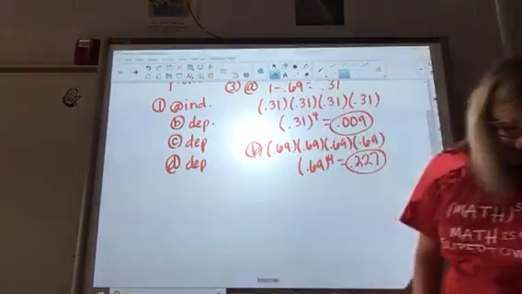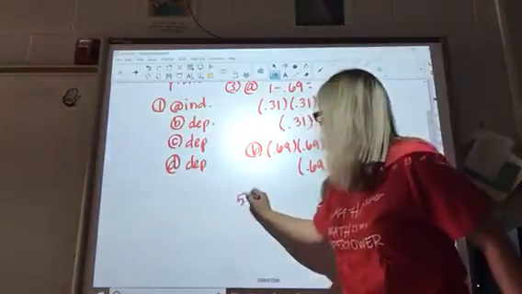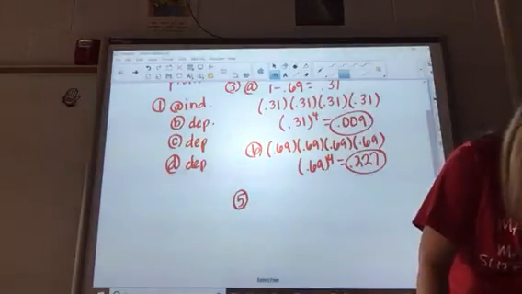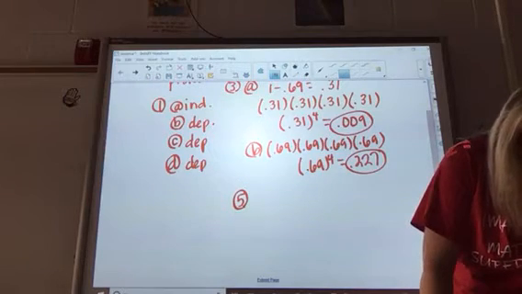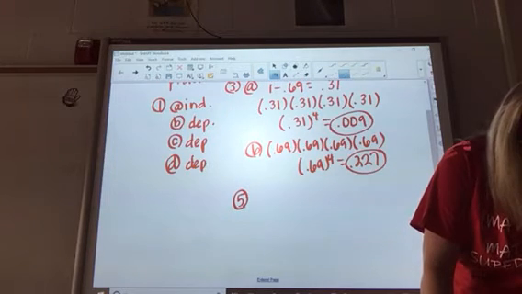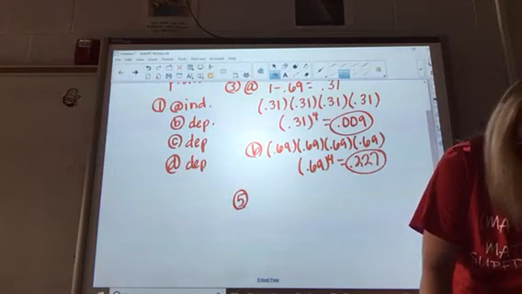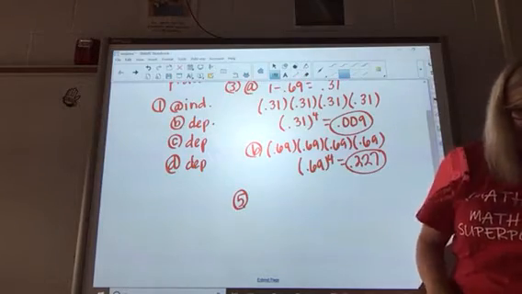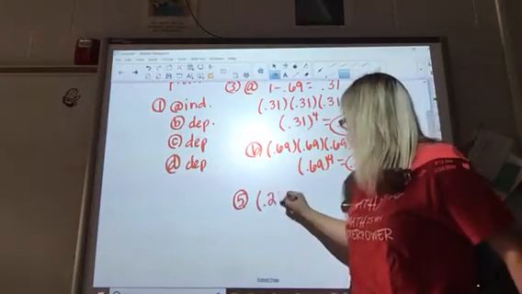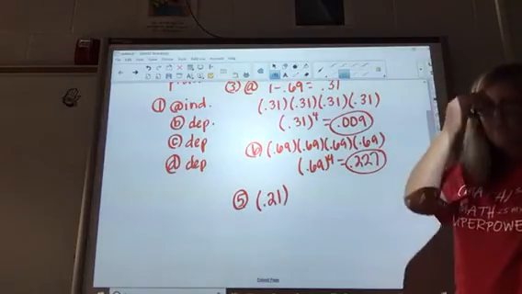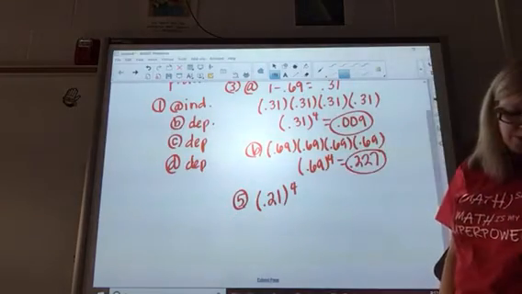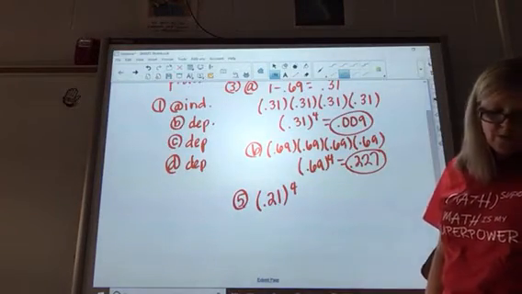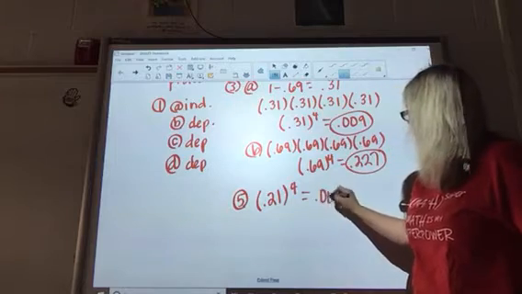Alright, let's move to 5. Alright, 5 says, an automobile salesperson finds the probability of making a sale is 0.21. If she talks to 4 customers, find the probability that she will make all 4 sales. Okay? The probability that she'll make one of the sales is 0.21, and we want to know if she's going to make 4 of them. Okay, so that's 0.21 to the 4th, which is 0.002.